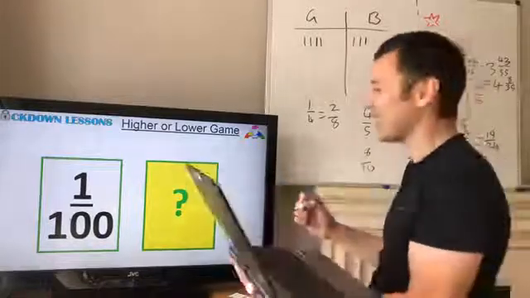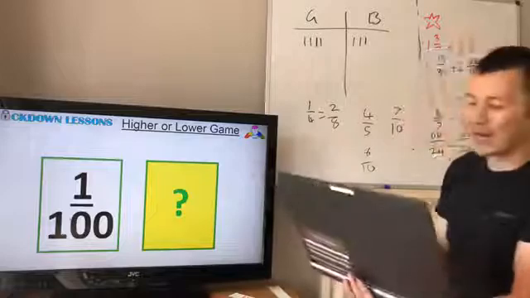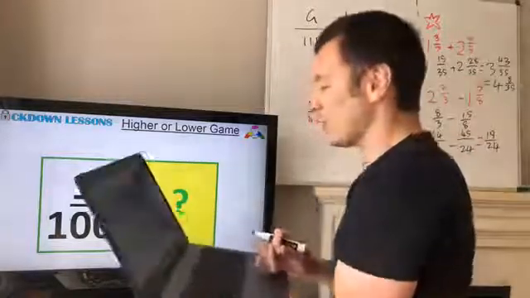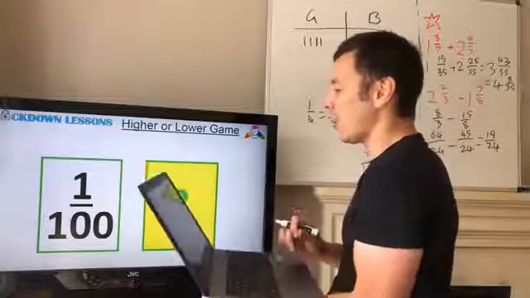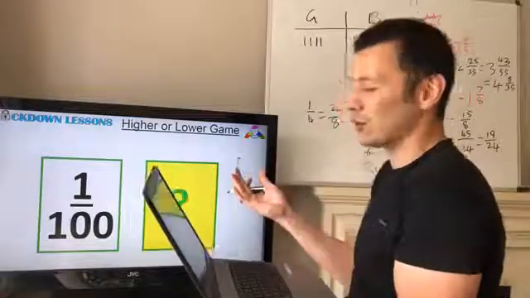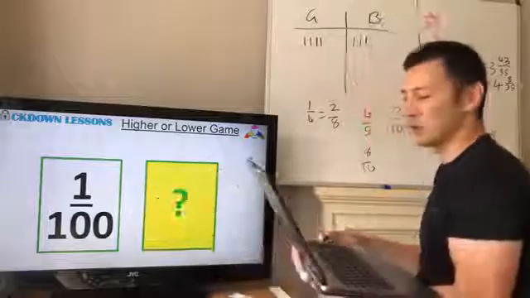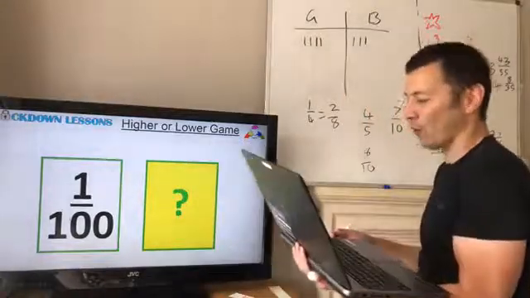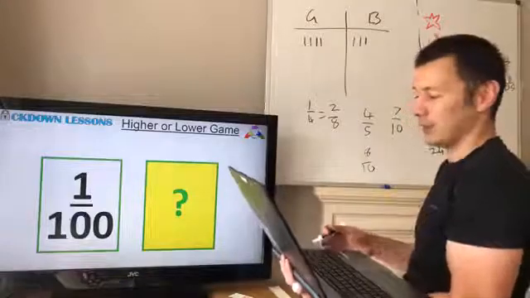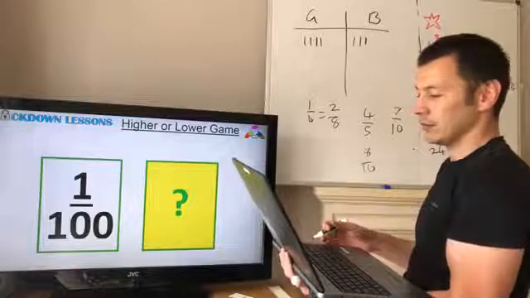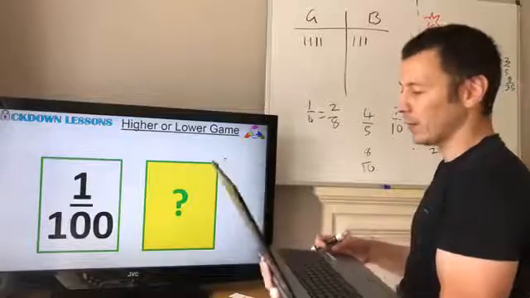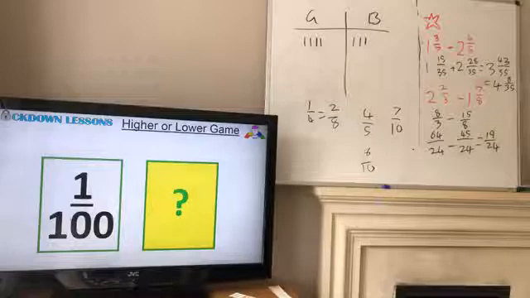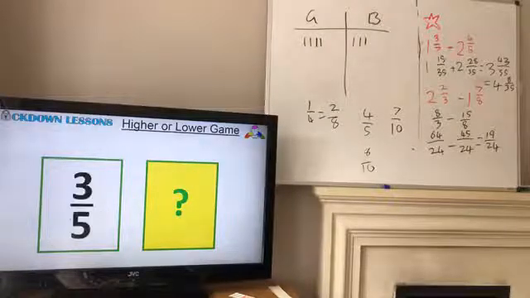So the boys have a chance. Higher or lower than 1 out of 100, boys? I thought the girls had won then. So we've got 1 out of 100. One of the girls said lower as well then, but I'm going with the majority. Okay, higher or lower than 1 out of 100 for the boys to catch up to make it 4 all. Okay, yep, thought so. Higher than 1 out of 100. Nice and easy. Here we go.